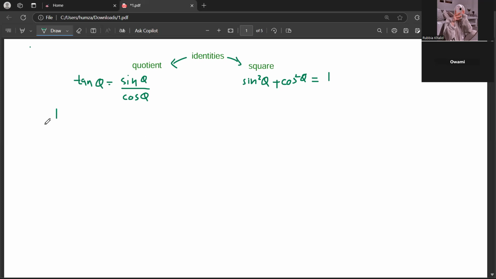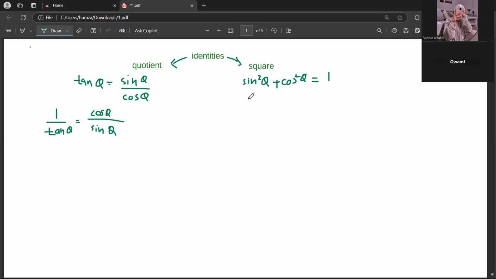We can also write it as 1 over tan theta, and that will be equal to your cos theta and your sine theta.